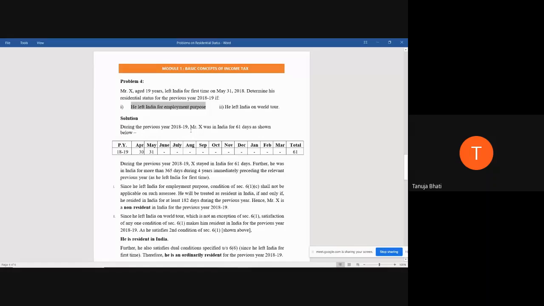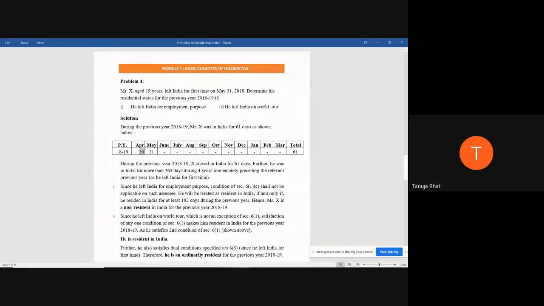So we are first solving the first part. During the previous year 18-19, Mr. X was in India for 61 days. Now, how did we arrive at 61 days? We have to just make a table, either horizontally or vertically. We have to check that 18-19, as it is the previous year, whether his stay is 182 days. He's leaving India for the first time on May 31st. And you know previous year starts from April and ends in the month of March next year.